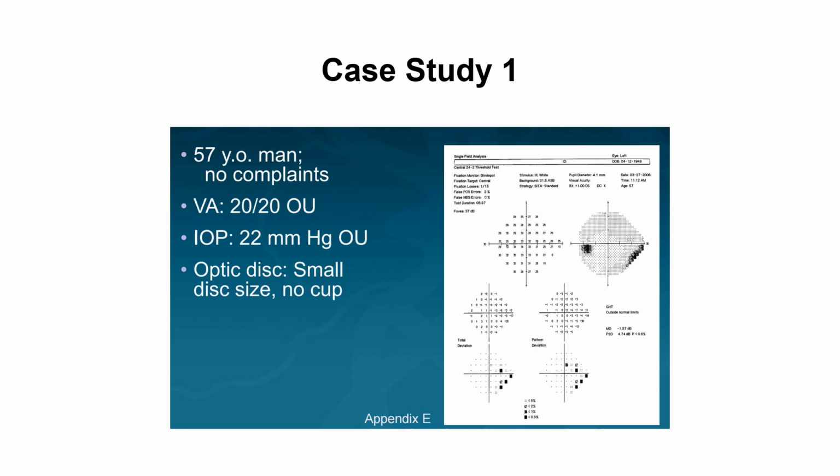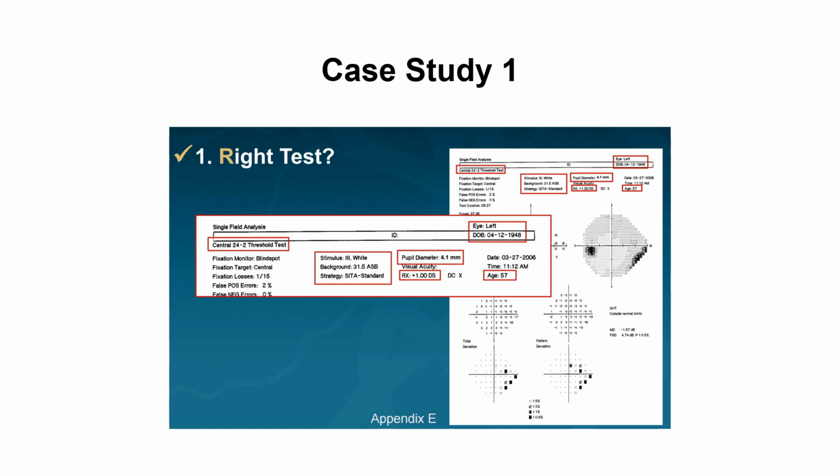First rule: is this the right test? You will check here the field size, central 24-2. You will check the stimulus size III, the background 31.5 asb, the strategy SITA Standard, the pupil diameter 4 millimeters, the refractive error, the left eye, the age of the patient, and the date of birth. Always check, please, that the right test was used.